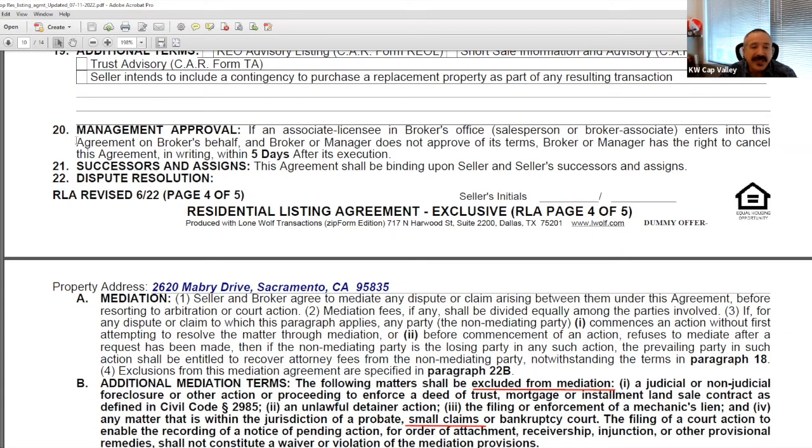This listing agreement is great because it has this one little clause here, management approval. And what it says is, within 5 days after its execution, if the broker or manager of your office doesn't approve the terms, they have a right to cancel. And the reason this is important is, I said at the onset that this is a contract between the seller and KW.